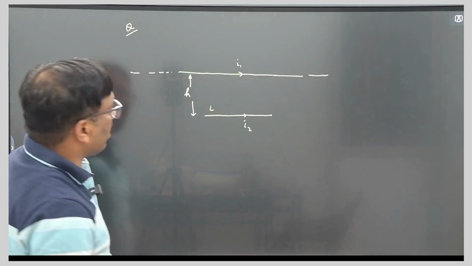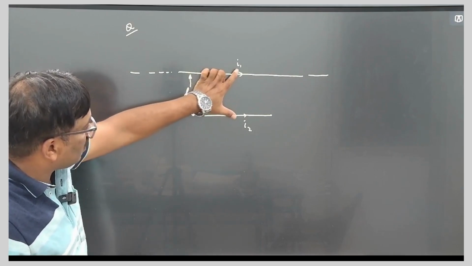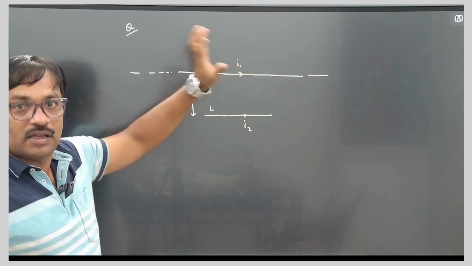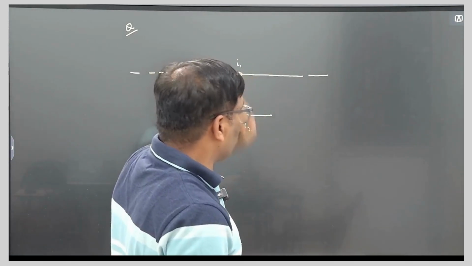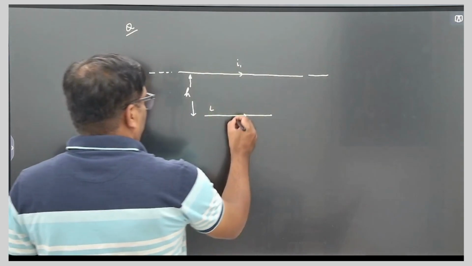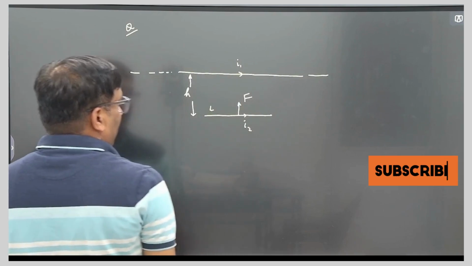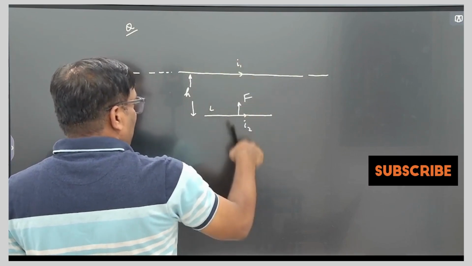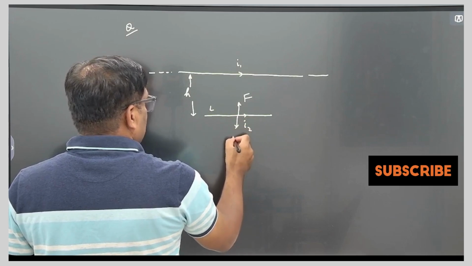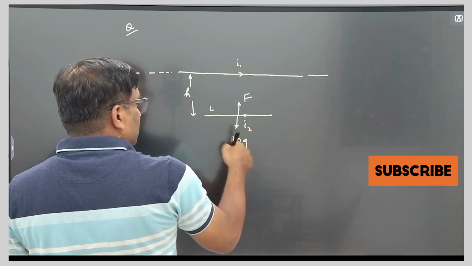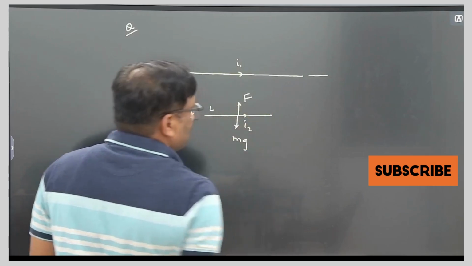Now what will happen? Observe, these two are parallel current carrying conductors. Parallel current carrying conductors means they are going to attract each other, with some force, which we calculated. And this force is balanced by one more force, mg. What is mg? The wire's mass is there, so mg is the downward force.